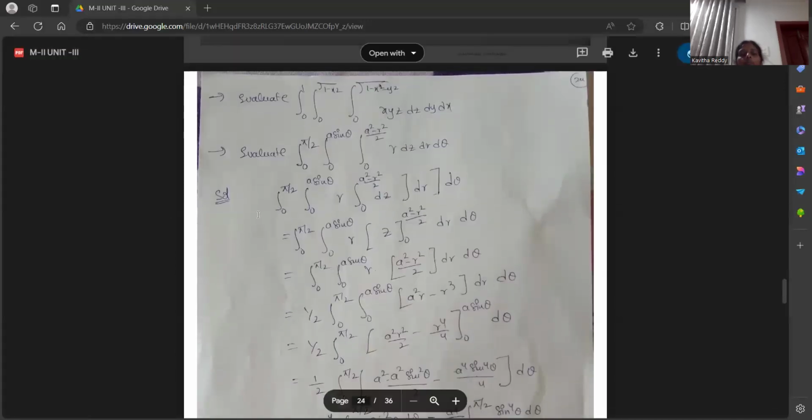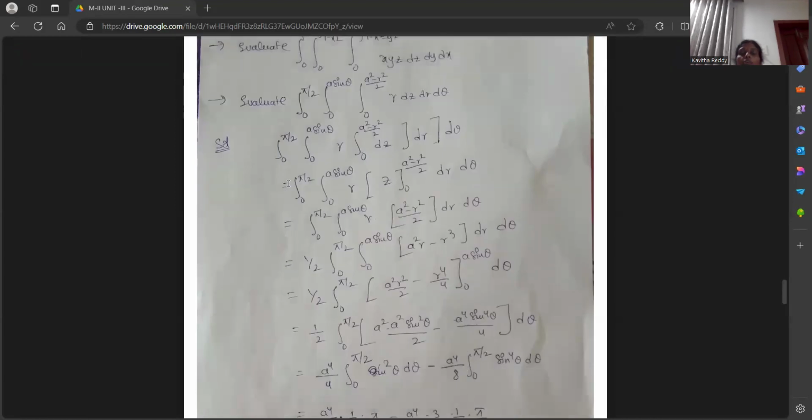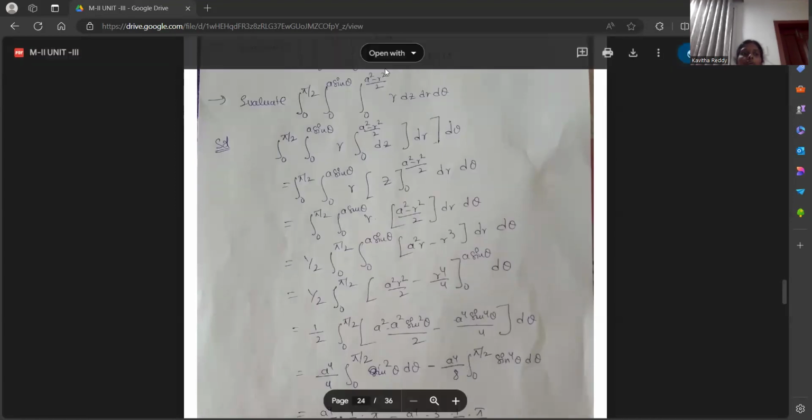Then in polar form, how will you find the polar form? Polar form, you know that polar forms are... what is the integral of 0 to pi by 2, integral of 0 to a sine theta, integral of 0 to (a square minus r square) by 2, r dz dr d theta. This is called polar form.